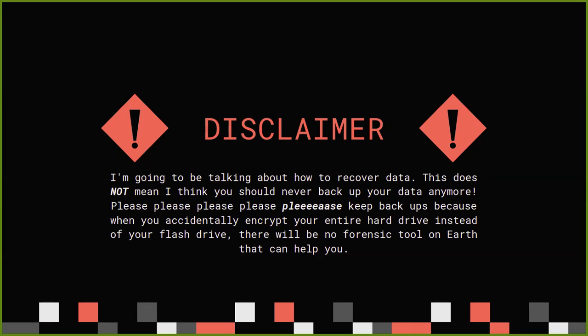Please, please still keep backups, because there will be situations where either forensic tools cannot help you at all, or their abilities to help you are limited, or they can get all of your data back, but it's going to be a pain and it's going to take hours, and it would be so much easier if you just kept backups. So if you are going to take one thing from this talk, it is that you must, under all circumstances, always keep backups. Please keep that in mind.